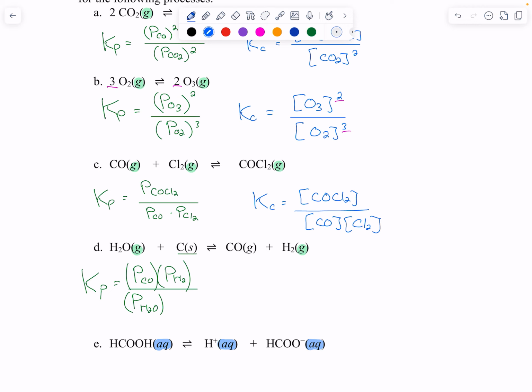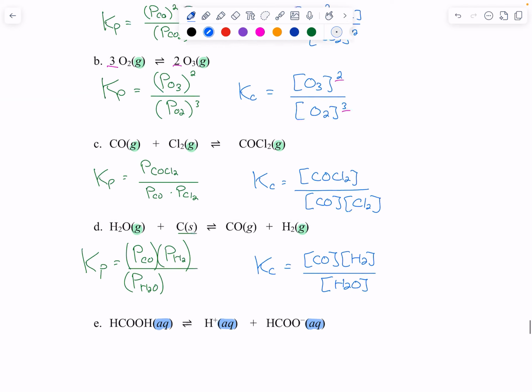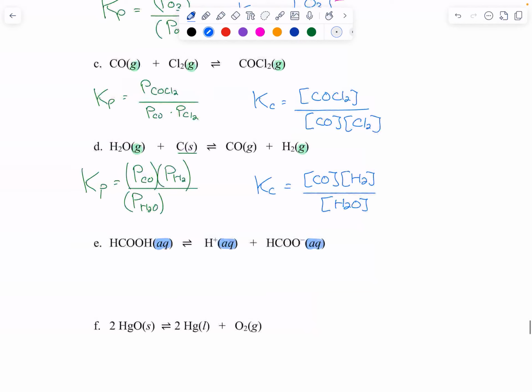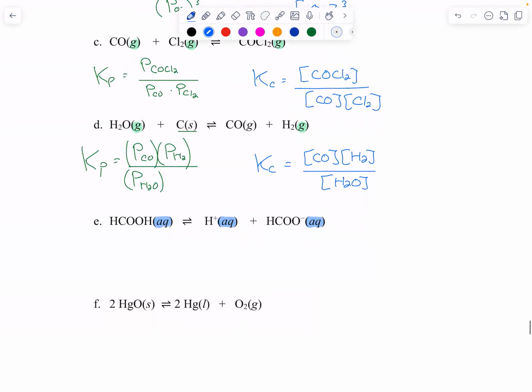Same thing with Kc, which is weird, right? Because you got the concentration of carbon monoxide, which is normal. Concentration of H2, fine. But then you have the concentration of H2O, which we never write down. But in this case, we will, because it's a gas, right? So you got to pay attention to those details. Those details are important. Oh, we had an F too. Look at that. All right, we had an F.